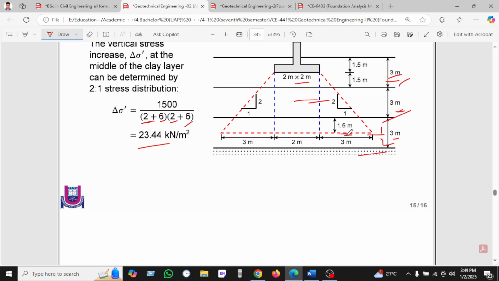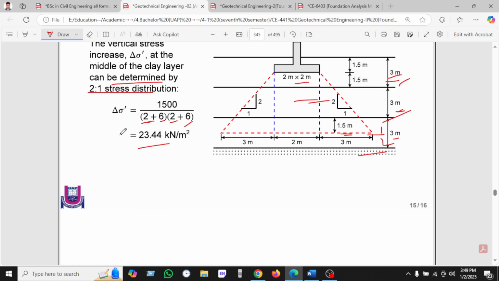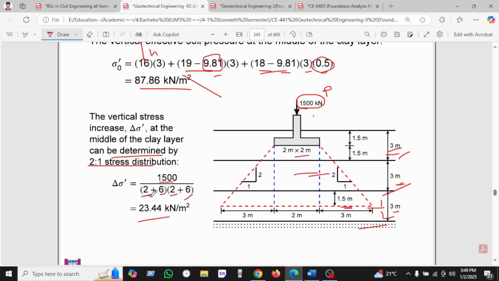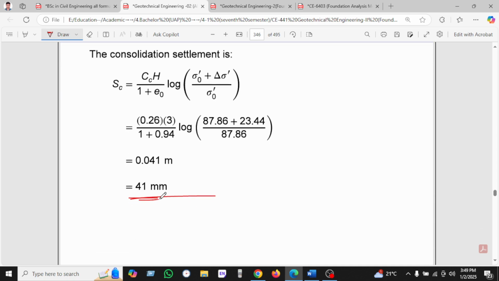Why? Because of the stress distribution. We can use the 2:1 stress distribution, and delta sigma equal to vertical load divided by (B plus Z) into (L plus Z). B is 2 and L is 2, and Z equal to 6. Now we put all these values in and found 41 millimeter.